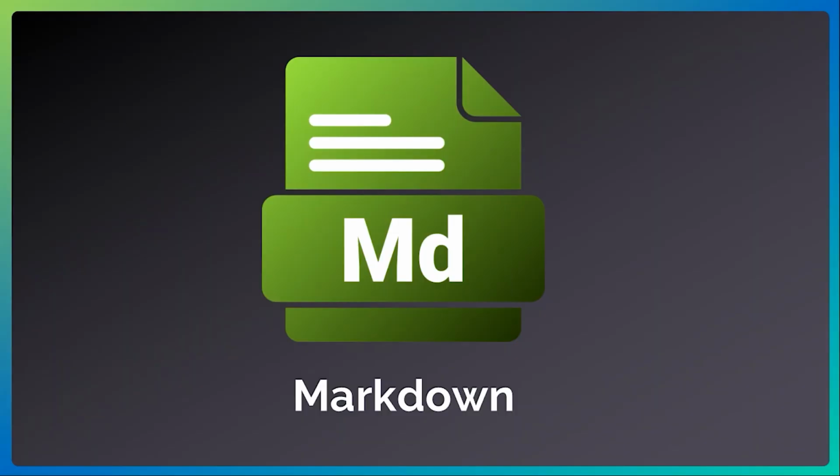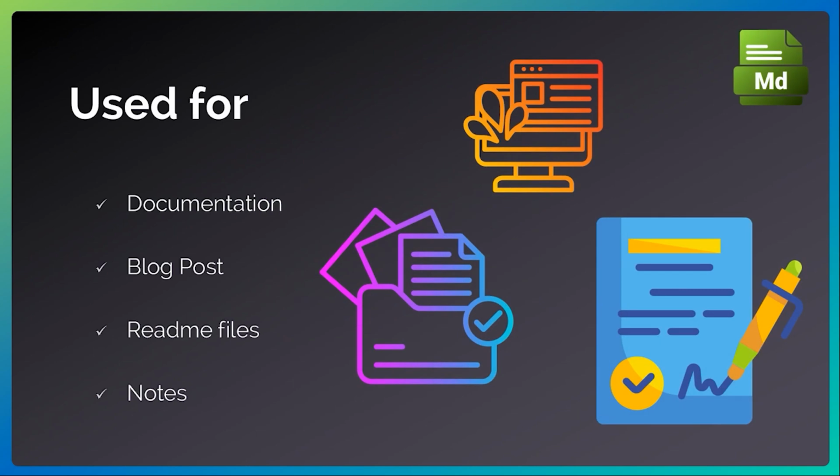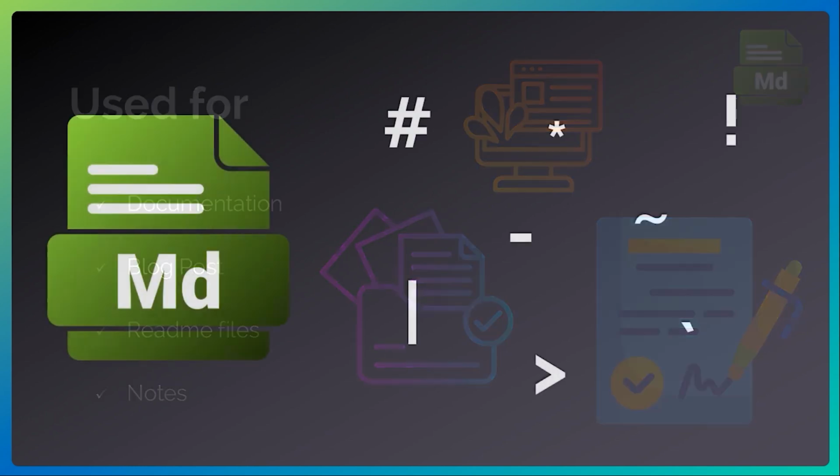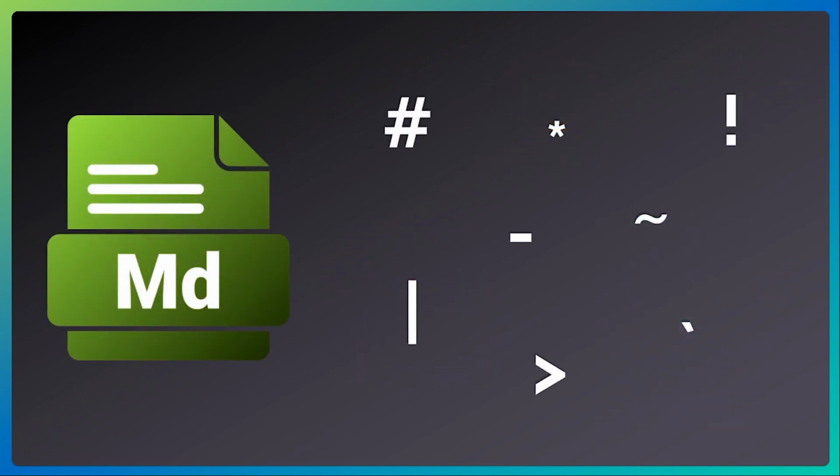So what is Markdown? Markdown is a lightweight markup language used for formatting text in a simple and readable way. It is commonly used for writing documentation, blog posts, README files on GitHub, and even notes. Unlike HTML, Markdown uses plain text symbols to style and structure content, making it easy to write and read. Now, next, let's learn how we can format text with the help of these symbols.